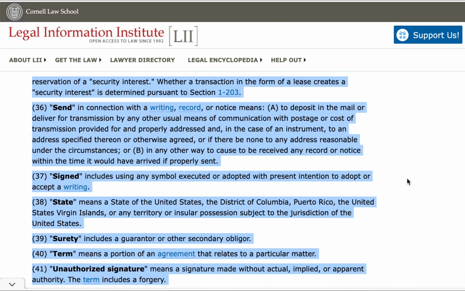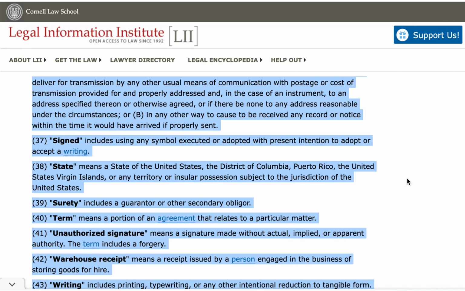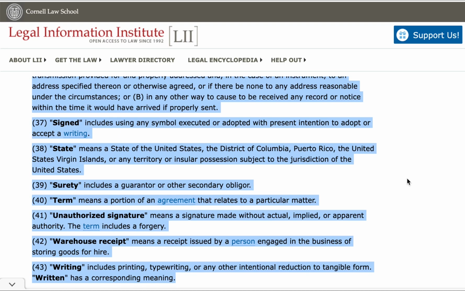36. Send in connection with a writing, record, or notice means, A. to deposit in the mail or deliver for transmission by any other usual means of communication with postage or cost of transmission provided for and properly addressed and, in the case of an instrument, to an address specified thereon or otherwise agreed, or if there be none to any address reasonable under the circumstances, or B. in any other way to cause to be received any record or notice within the time it would have arrived if properly sent. 37. Signed includes using any symbol executed or adopted with present intention to adopt or accept a writing. 38. State means a state of the United States, the District of Columbia, Puerto Rico, the United States Virgin Islands, or any territory or insular possession subject to the jurisdiction of the United States.